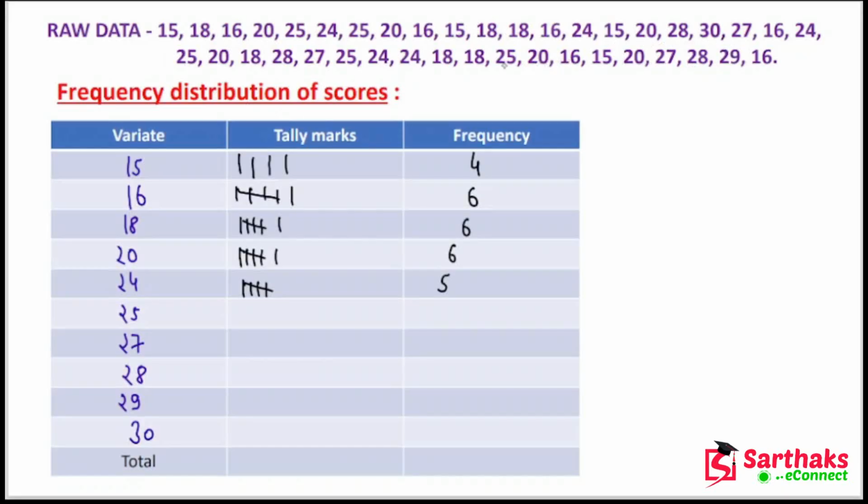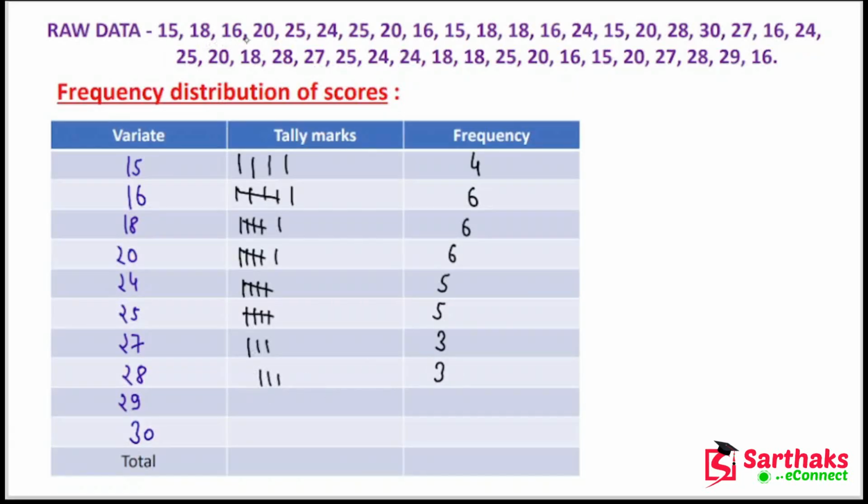1, 2, 3. So 27 is, I think, 3 times. Okay, we have skipped 25. Let me see 25. So 1, 2, 3, 4, 5. So it's 5. Then we can see 28. Let us see 28. 1, 2, 3. So 28 is also 3 times.